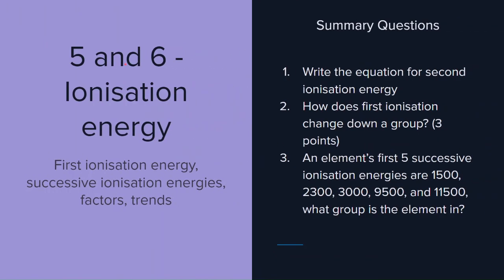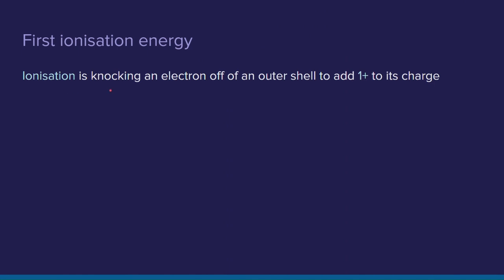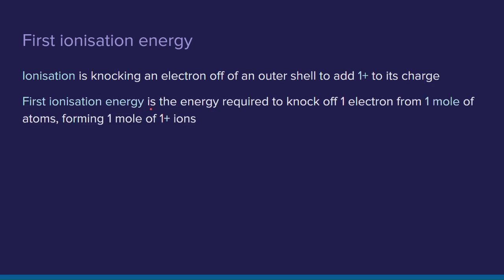So now on to the next topic, ionization energy. This is a nice topic. So first, ionization energy. Ionization, as we've seen in mass spec, is knocking an electron off of an outer shell to add 1 plus to its charge. First ionization energy is the energy required to knock off 1 electron from every atom of 1 mole of atoms, forming 1 mole of 1 plus atoms.